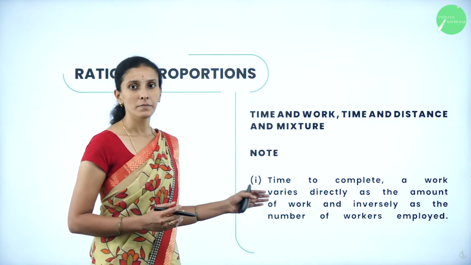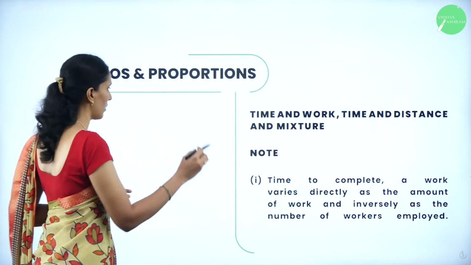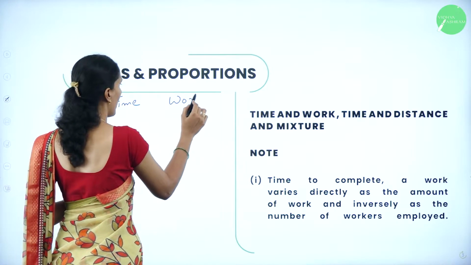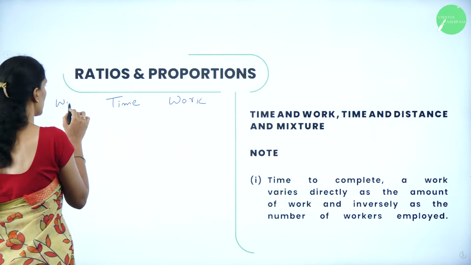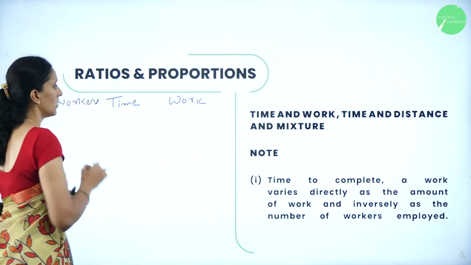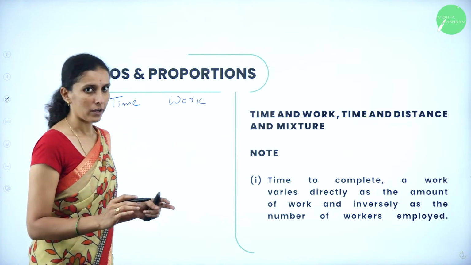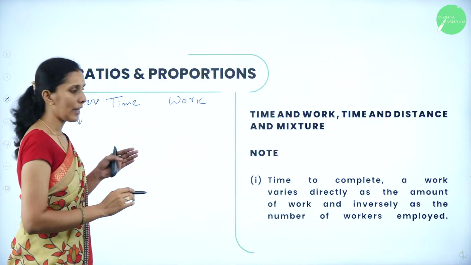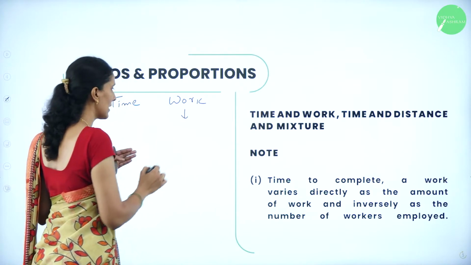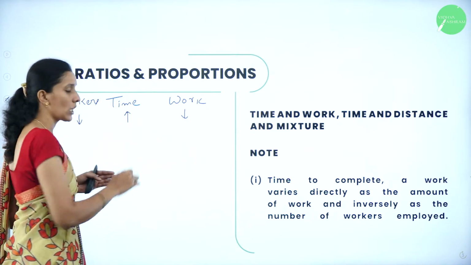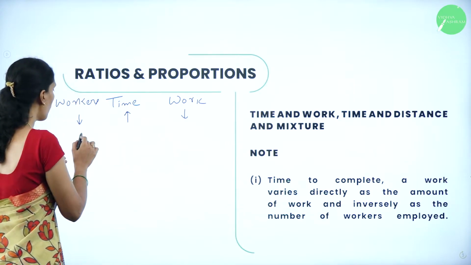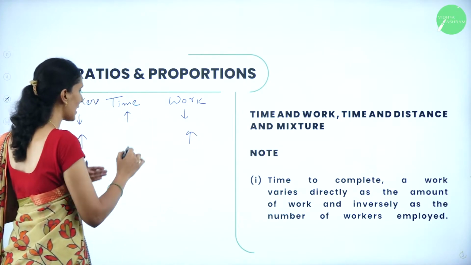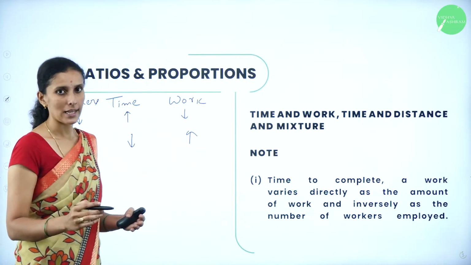So whenever it comes about time and work, you have a certain amount of work and also workers. So if you have a certain amount of work, when you have less number of workers, then the amount of work done is less, the amount of time taken is more. Similarly, when you have more number of workers, the amount of work is also more, whereas the time taken to complete the work is less.